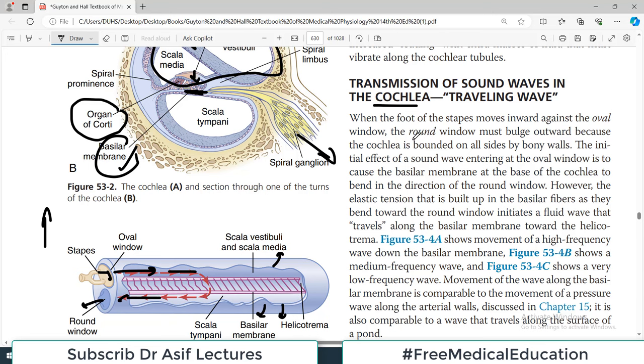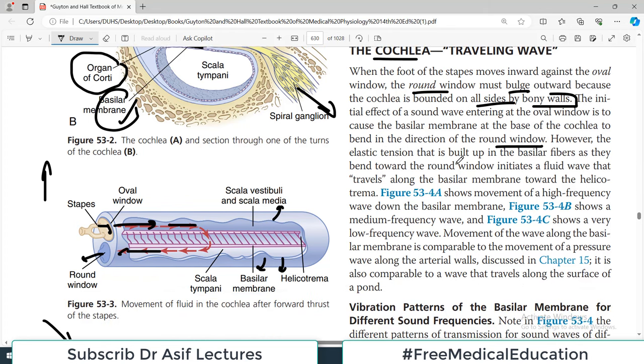So the round window must bulge outward because the cochlea is bounded on all sides by bony walls. The initial effect of the sound wave entering the oval window is to cause the basilar membrane at the base of the cochlea to bend in the direction of the round window. However, elastic tension is built in the basilar fibers. Here, all this written means that when sound waves reach here, by the movement of the stapes, there is oscillation in the liquid.